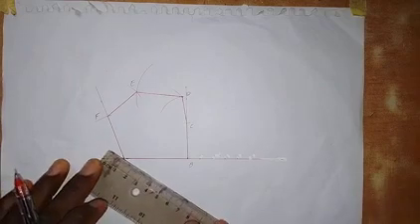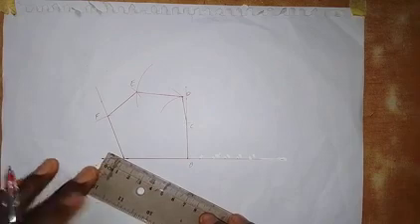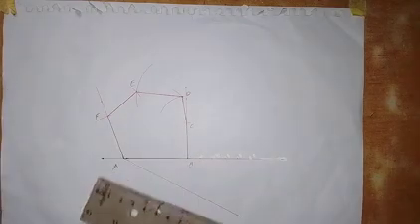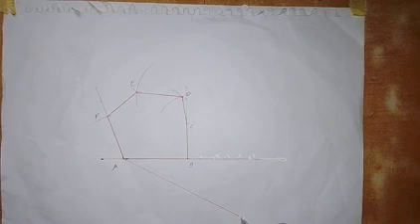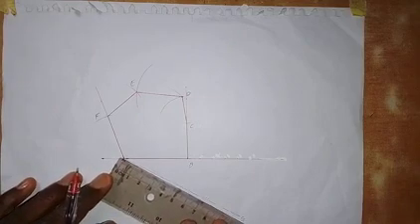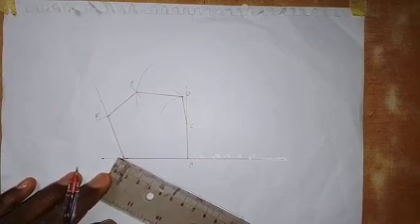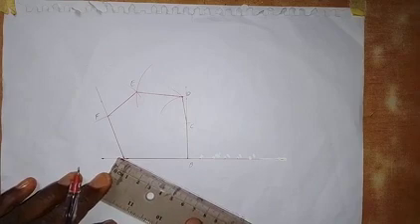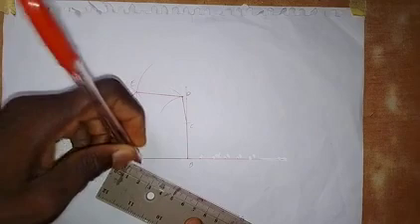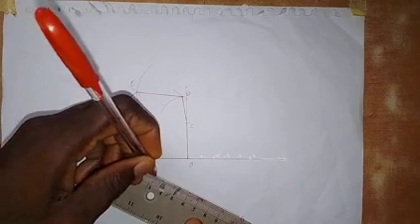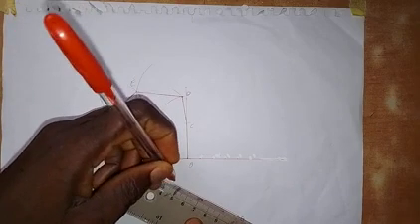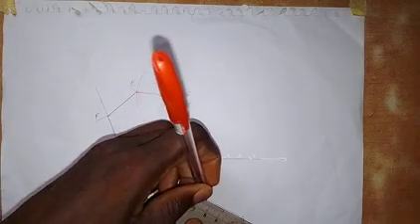Now I'm going to draw a line from this point A in this direction. Let's call this line EFG, so that is AG. On this line AG, I will make 5 equal divisions. Let's take 15 millimeters. This is 1, this is 2, this is 3, this is 4, and this is 5.